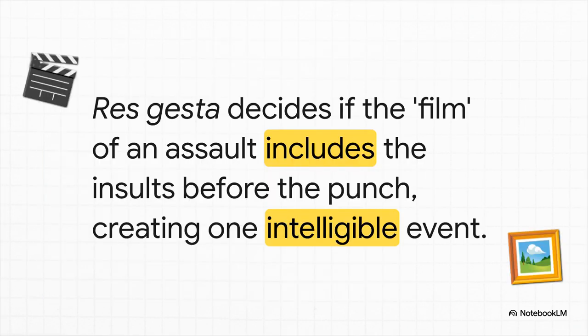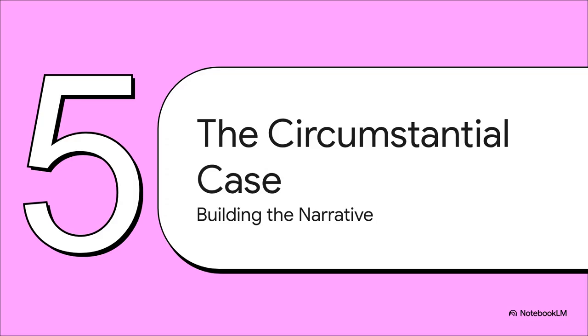And the best way to get your head around res gestae is this cinema frames analogy. Imagine an assault case. Is the relevant event just the one single frame where the punch connects? Or, to really understand what happened, does the court need to see the 10 frames before the punch, with all the insults being thrown, and maybe the 5 frames after? Res gestae is what decides how many frames are part of that single, coherent story the court needs to see. Okay, so that's direct relevance.